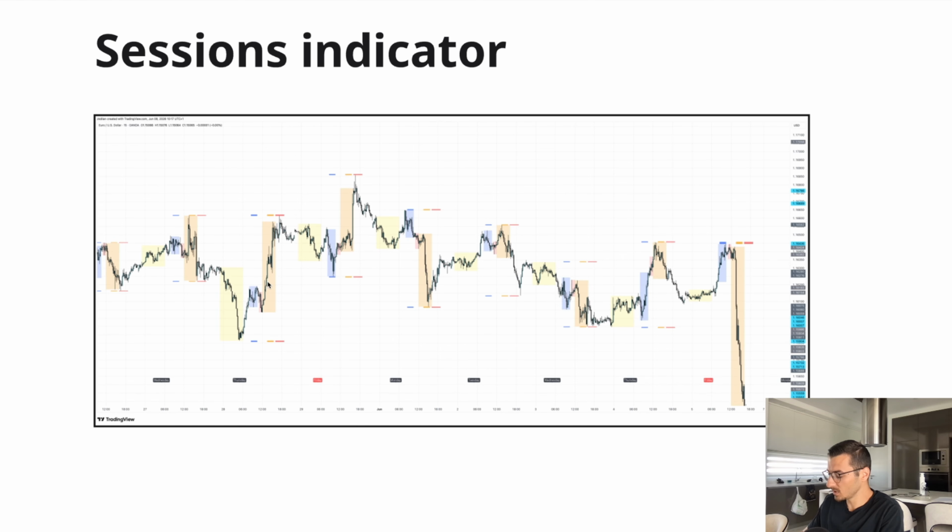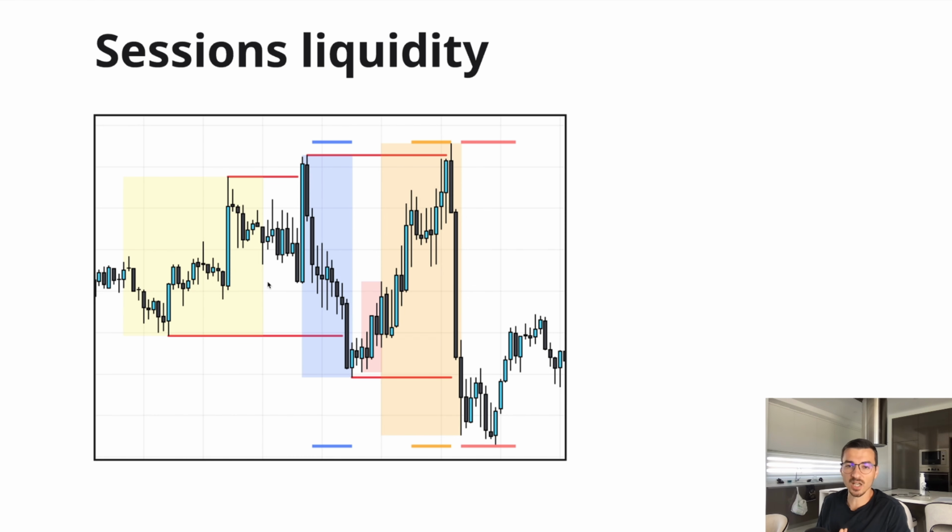And you want to be using this because sessions are also liquidity. The highs and lows of the sessions are also liquidity. So as you can see by this example, London likes to sweep the highs and lows of Asia, and New York likes to sweep the highs and lows of London. Because a lot of people just use the London strategy, which is basically seeing the Asia being swept either from the highs or lows, and then they trade the opposite move.